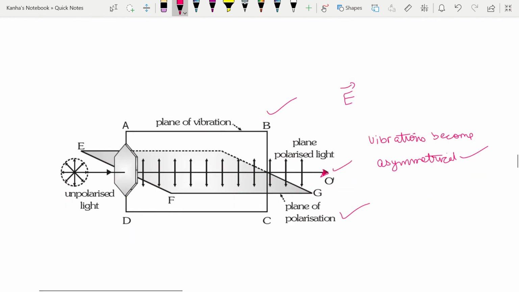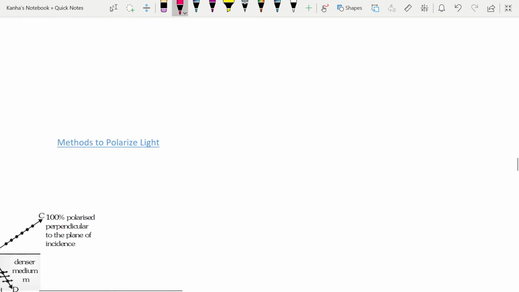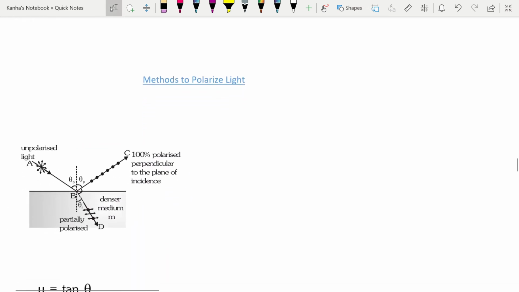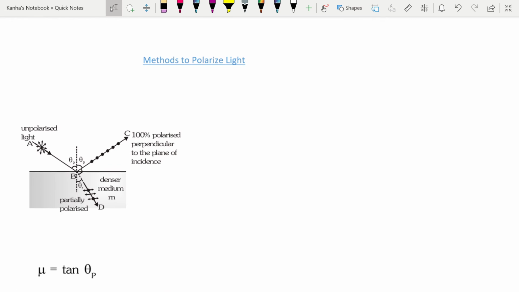With this in mind, we'll just look at methods to polarize light, which are important from the examination point of view. So the first way is polarization by reflection. When a beam of ordinary light, which means unpolarized light, is reflected from a surface, which I've shown you here, the reflected light is partially polarized. The degree of polarization in the reflected beam is greatest when it is incident at an angle called the polarizing angle or Brewster's angle.